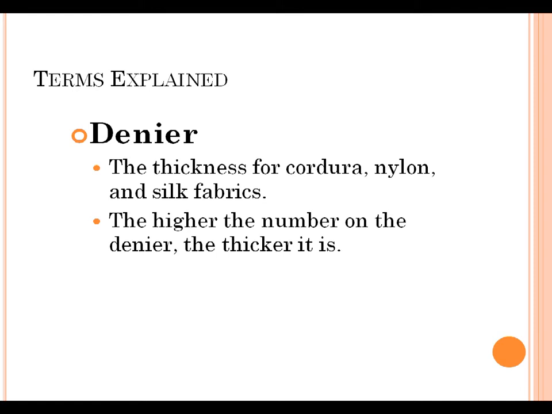So when we explain the terms, now we know essentially the three different types of nylon. And then now we hear denier. We hear the word denier so much, and I actually have wondered for a long time, what is denier? Denier specifically refers to the thickness for cordura, rayon, nylon, and silk fabrics. So the higher the number of the denier, the thicker the material is. That's definitely a guideline for you. So when you're looking at American Apparel or wherever you order your apparel from, when you see denier, you'll know exactly what it means.